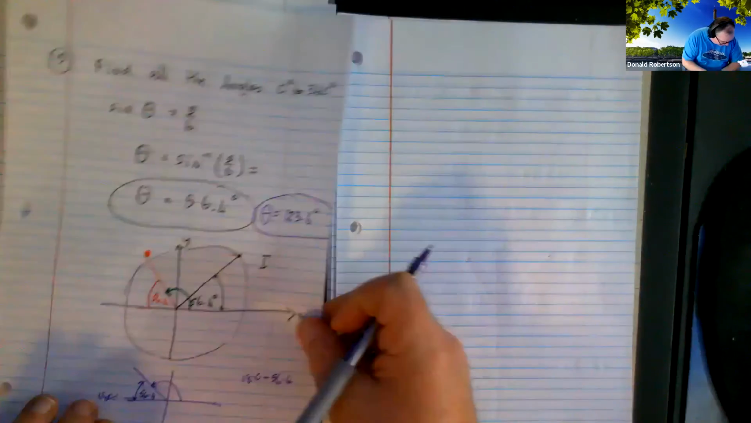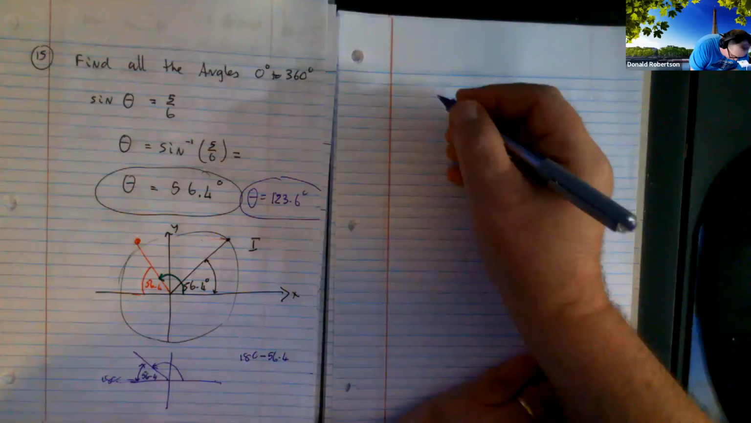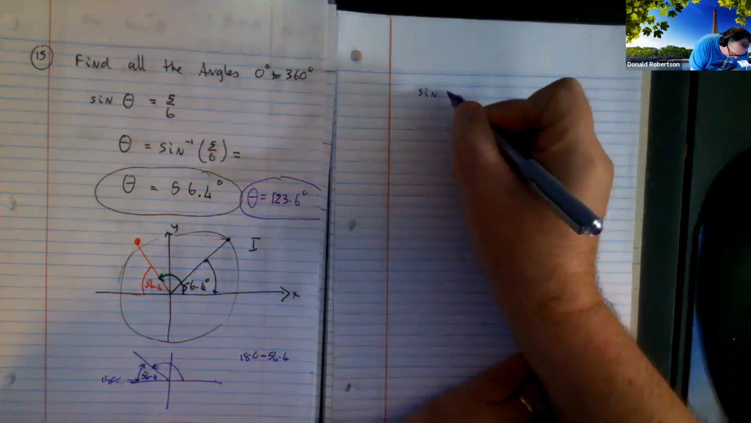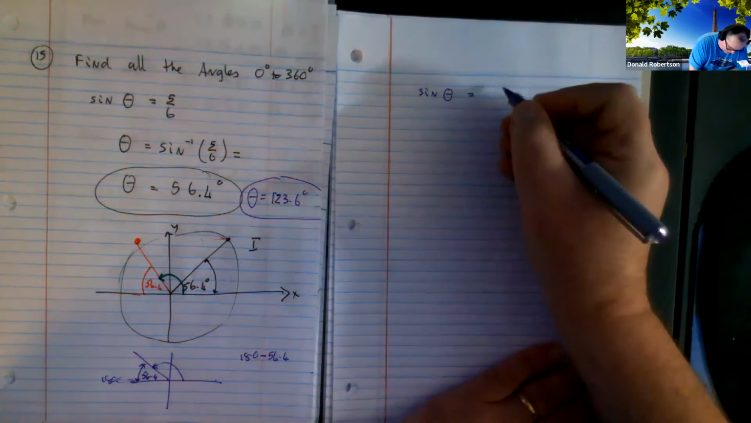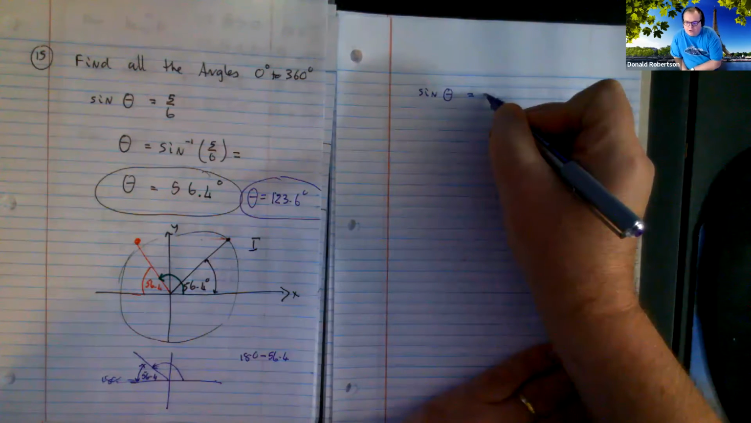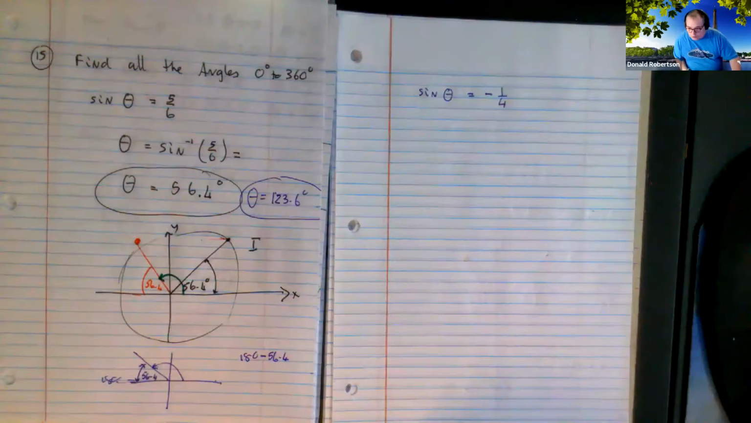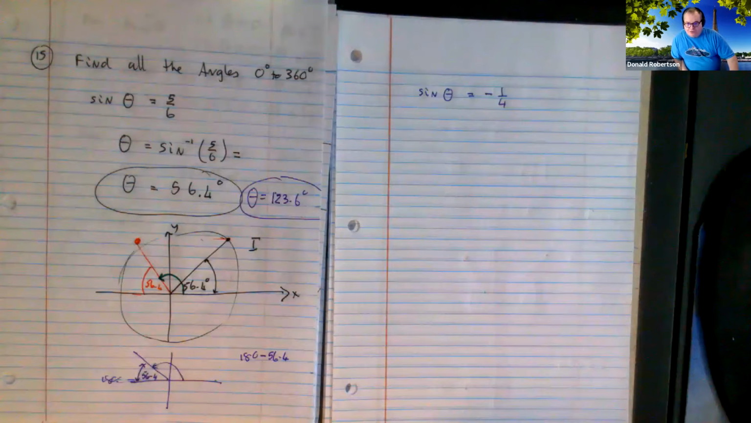Let's try. There are a lot of different variations in this, so you have to see quite a few. I'm going to do a negative version of that. How about the sine of theta is -1/4, right? And we want to find the two answers, from 0 to 360.